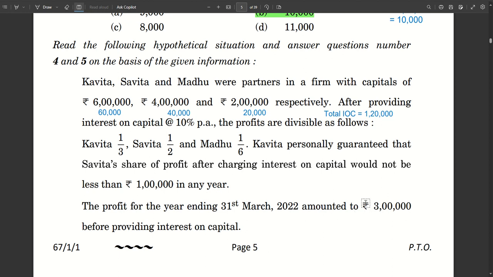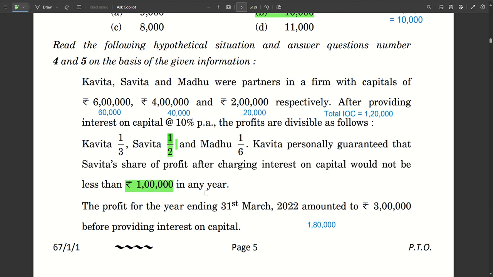If you remove 1 lakh 20 from 3 lakhs, it's 1 lakh 80,000. Okay, so 1 lakh 80,000 is the distributable profit. And out of that, if you calculate the guaranteed partner's share, Savita's share is how much here? As you can see, Savita's share is 1 by 2. Now 1 by 2 means half of 1 lakh 80, which is 90,000. But the guarantee given is 1 lakh. So there's a shortfall of 10,000.